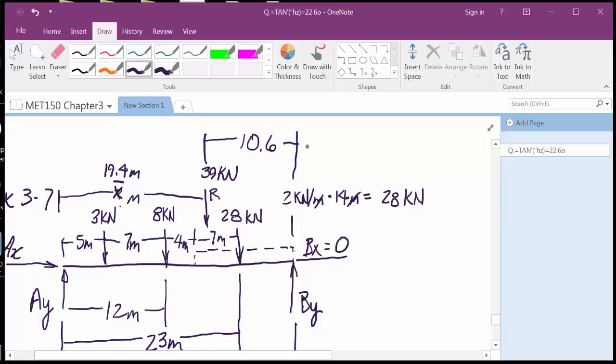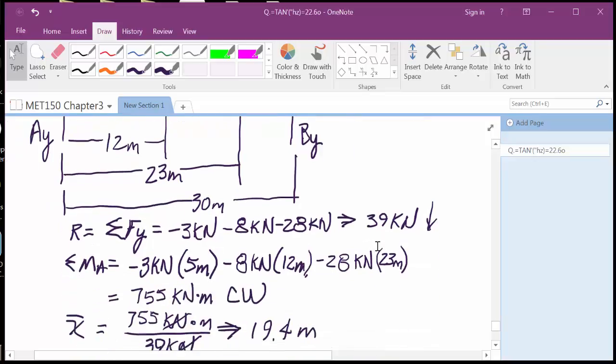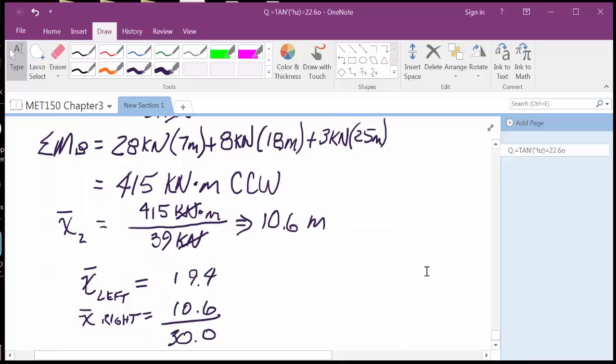Does that make sense? So if that distance is 10.6 and the other one's 19.4, they should match up to what that bottom number of 30 is. If they don't, then something went wrong somewhere. Okay? So that's what we're referring to there.